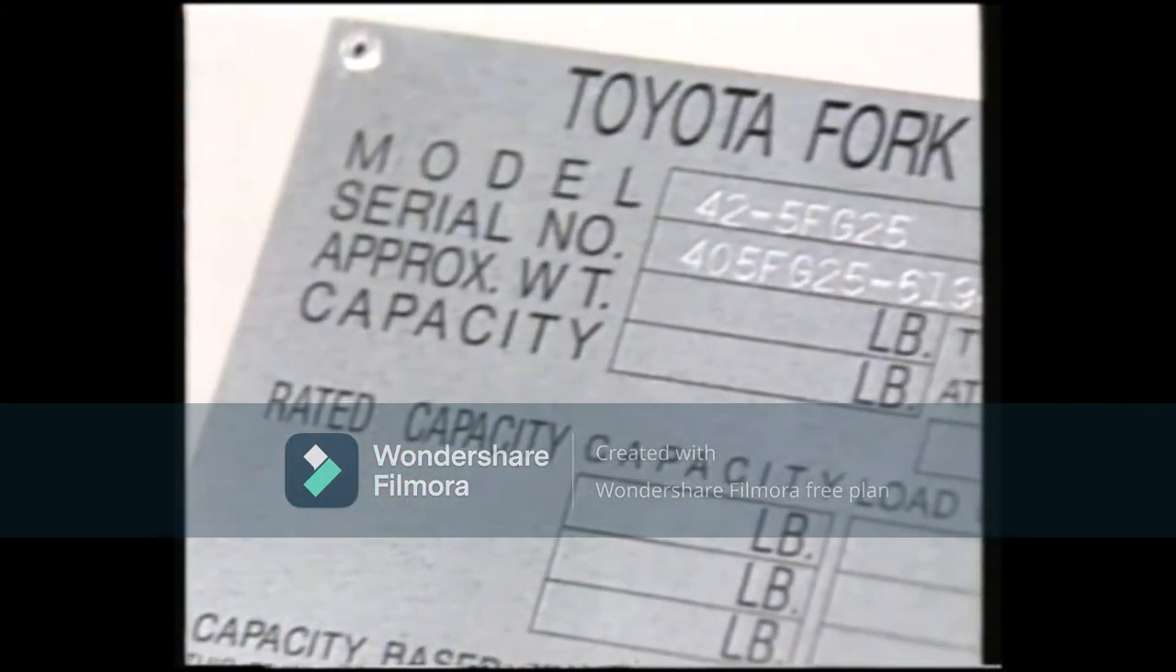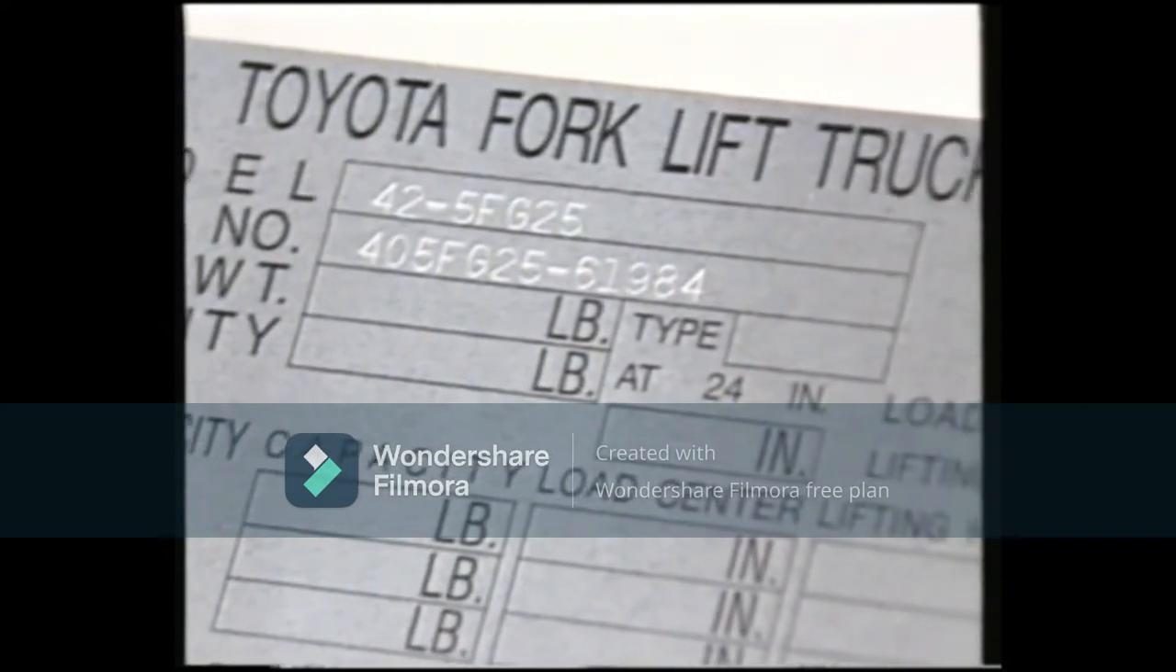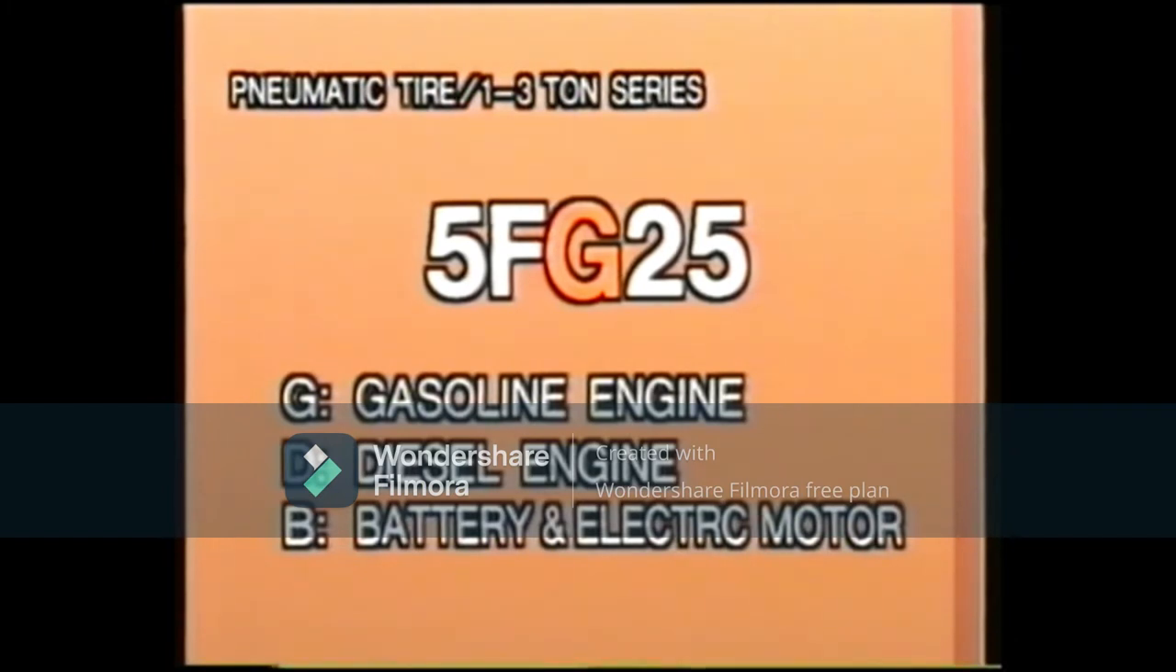Each forklift is given a model number. For example, in this model, the first digit, 5, is the model change code. And the F stands for forklift truck. The next letter, G in this case, means that this forklift is powered by a gasoline engine. The last two digits, 25, represent the maximum load in tons divided by 10.